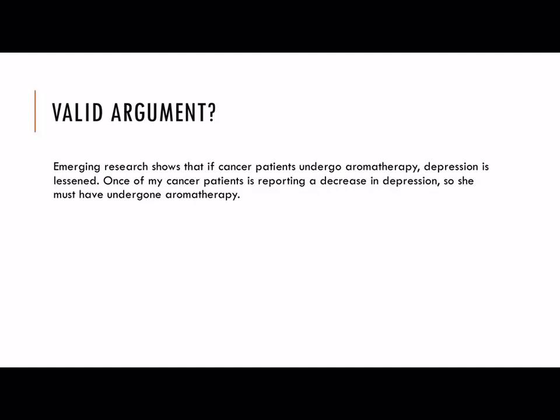Okay, so here's an example. Emerging research shows that if cancer patients undergo aromatherapy, depression is lessened. One of my cancer patients is reporting a decrease in depression, so she must have undergone aromatherapy. All right, so step one, we'll translate this to symbols first. So the first premise is if cancer patients undergo aromatherapy, depression is lessened. So I'm going to write that as if P, then Q.